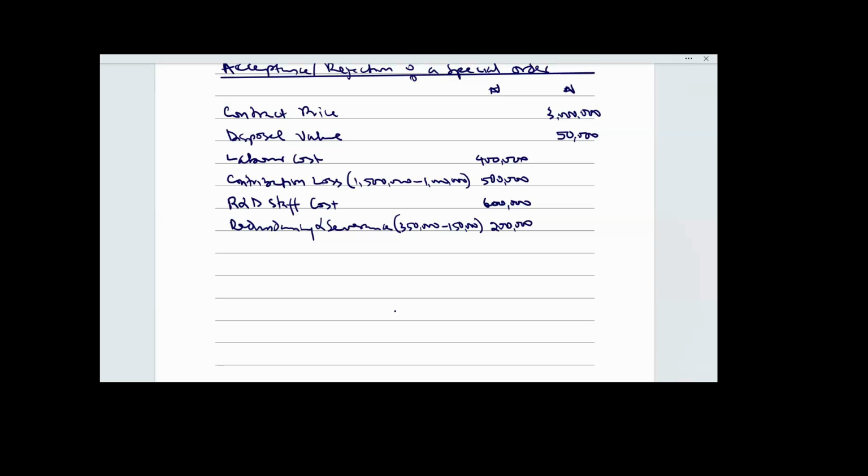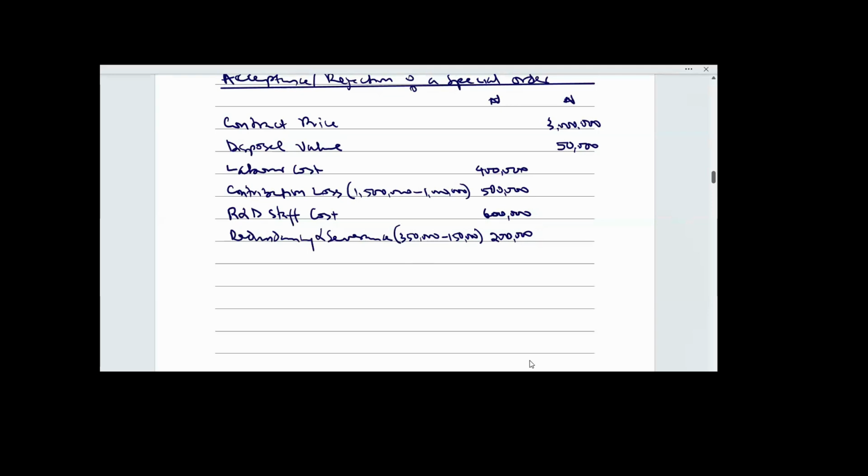Just a question: what was the meaning of this redundancy and severance? Redundancy: if you shut down a department, of course, that means the employees already working in that department are going to become redundant. They won't have anything to do again. So the payment that will come as a result of that is severance. It's just compensation to the affected workers or staff in that department. Okay, all right, sir. Let's move to the next one.